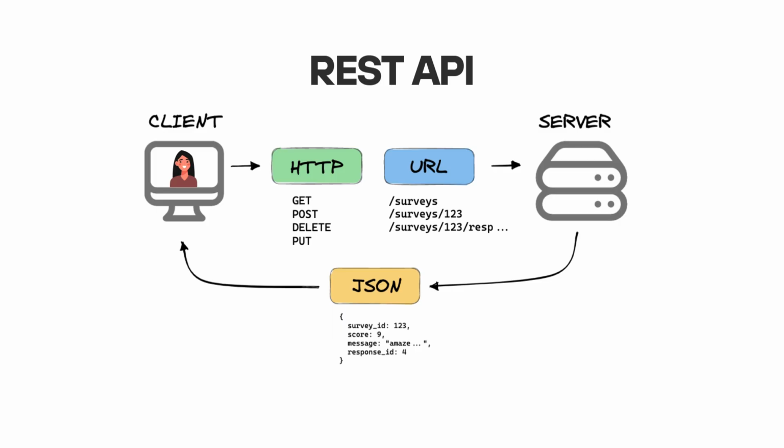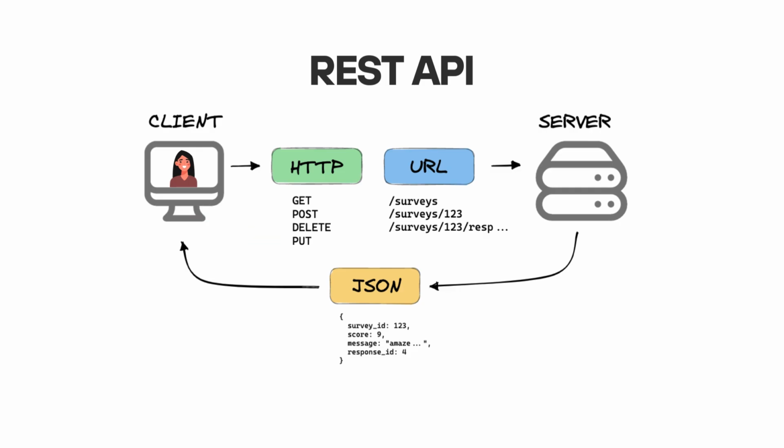Let's take a look at this image to understand how a REST API works. On the left side, we have the client. This could be a user, like you, on a computer or mobile device. Now, when you want to interact with an API, your device sends a request. In the middle, you'll notice this box labeled HTTP, and underneath it are methods like GET, POST, PUT, and DELETE. These are the different ways the client can ask for information or send data to the server.